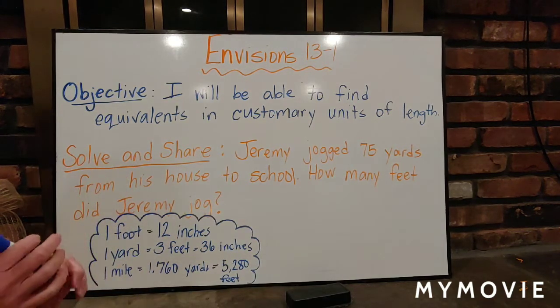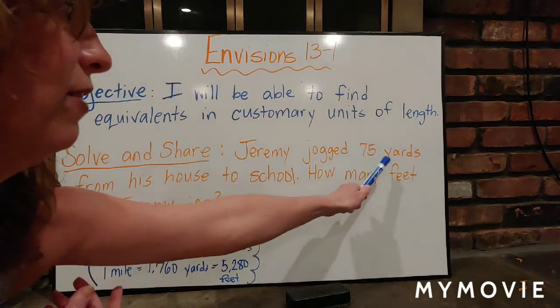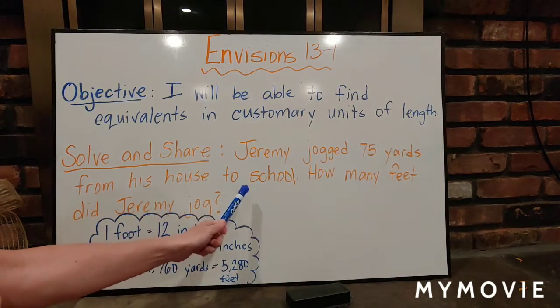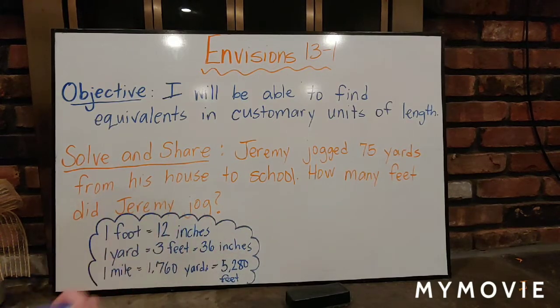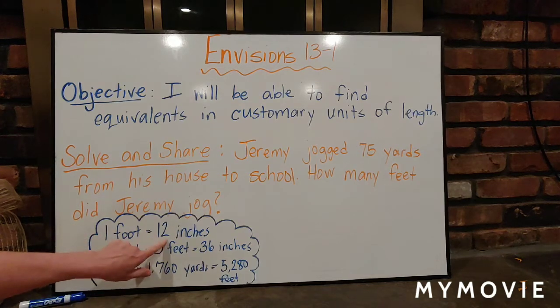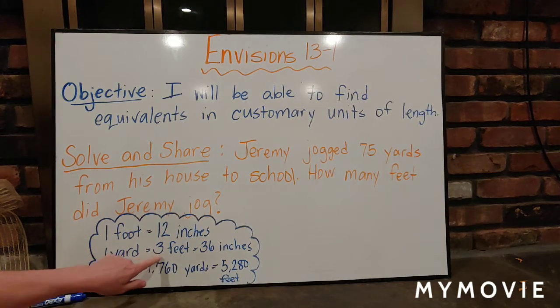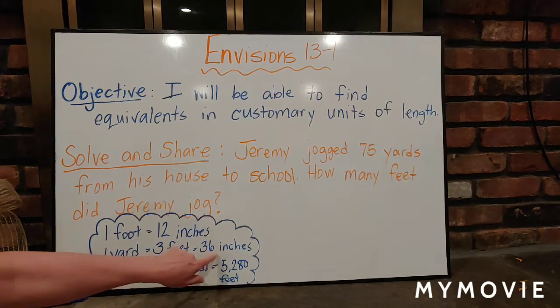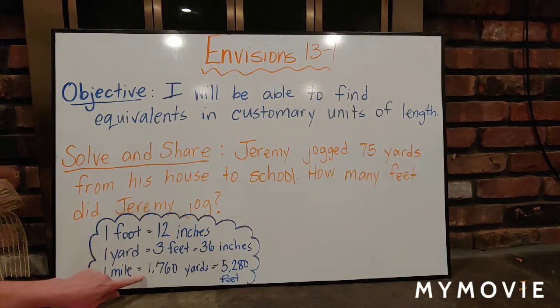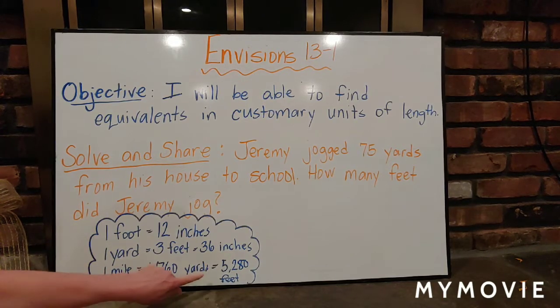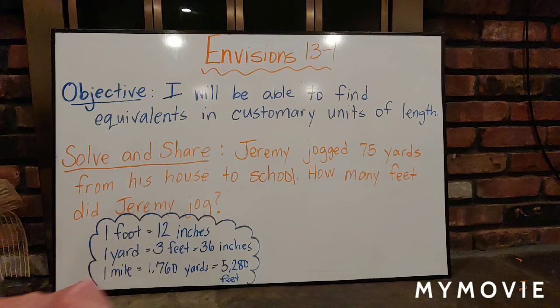So our solve and share is Jeremy jogged 75 yards from his house to school. How many feet did Jeremy jog? Well, this would be pretty impossible if you didn't know how many feet were in 1 yard. So I have a little cheat sheet over here, a little bubble, and it tells me 1 foot equals 12 inches. 1 yard equals 3 feet, which also equals 36 inches. And 1 mile equals 1,760 yards and 5,280 feet.